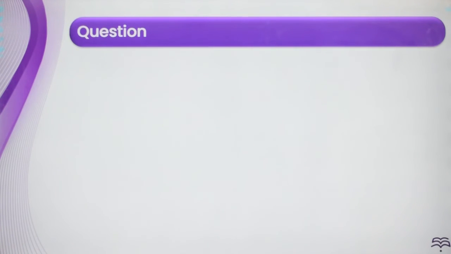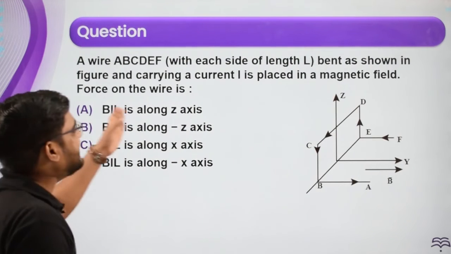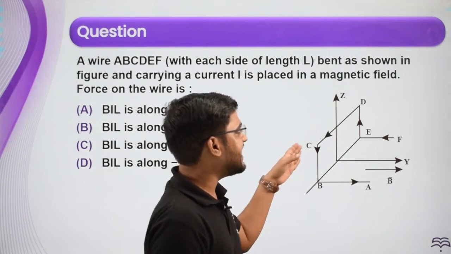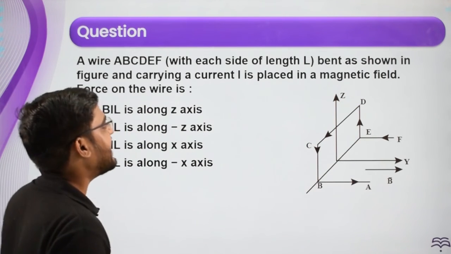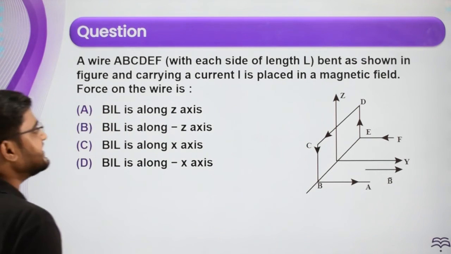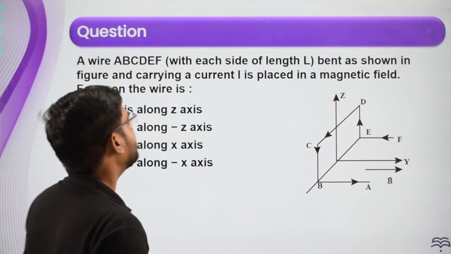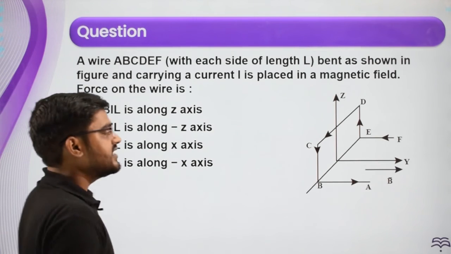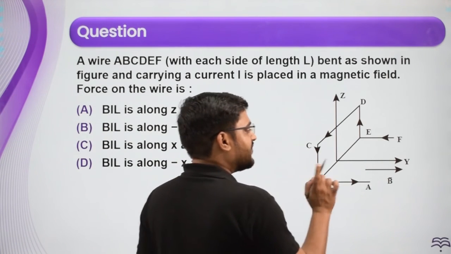Now next question is a wire ABCDEF with each side length L. Okay, so AB is L, BC is L, CD is L, DE is L, and EF is also L. With each side L, which is shown in the figure, it is carrying some current I, and it is placed in the magnetic field. Now they are asking what is the force on the wire. See, this entire wire I am looking at one by one section.